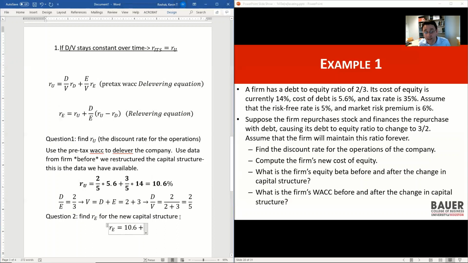What's going to be the new debt to equity ratio? Well, it's going to change to 3/2 now. It used to be 2/3, now it's going to be 3/2. So we're going to use that 3/2 in the relevering equation to the new capital structure.